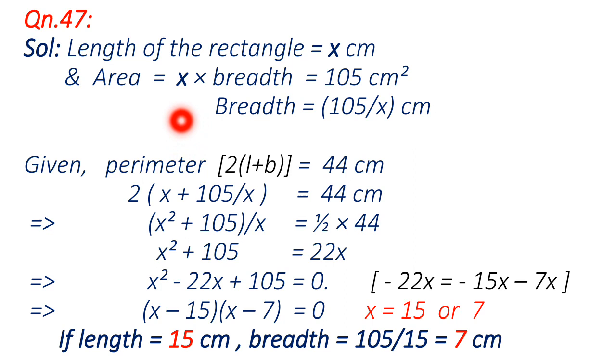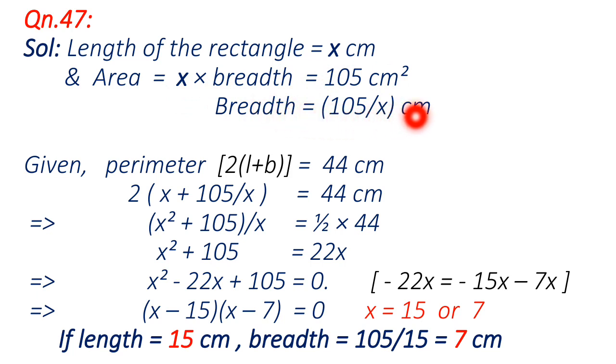Now this is question number 47, the last question that I have solved here. In the question it is given that a rectangle of area 105 centimeter square has its length x. So x centimeter is taken as the length, and as the area is given, and we know the formula for area is length into breadth, so x into breadth is equal to 105 centimeter square. So breadth is equal to 105 divided by x centimeter. So now we have the breadth in terms of x, correct.